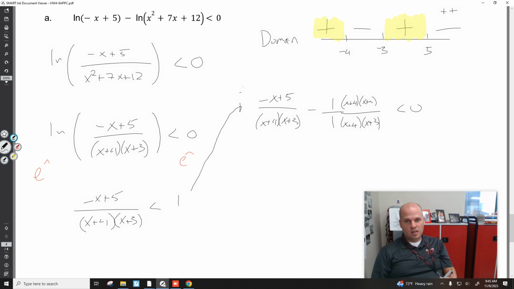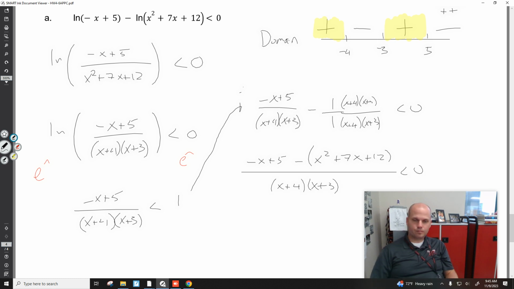Okay. Now, I'm going to have to distribute things, and I'm going to have to make sure I subtract everything, which a lot of you still make mistakes on. I got minus x squared, I got minus 7x, and I got minus 12. This is all over the x plus 4, x plus 3. When is this less than 0?